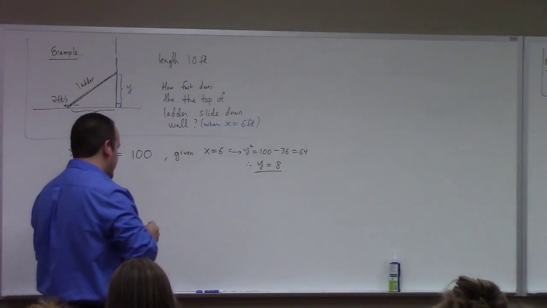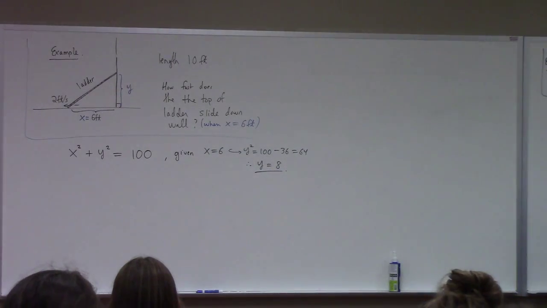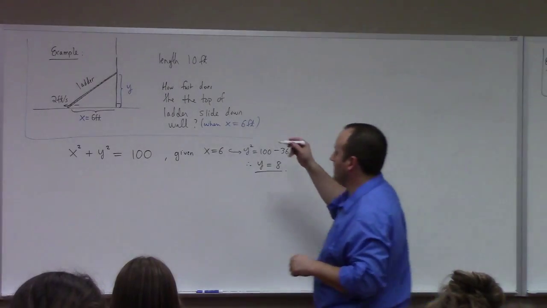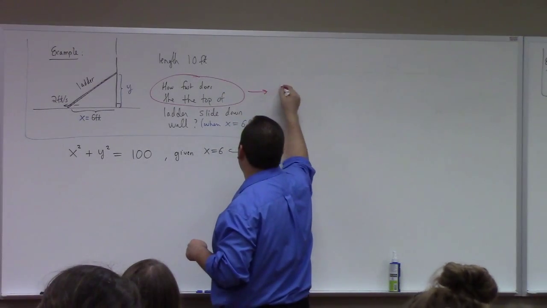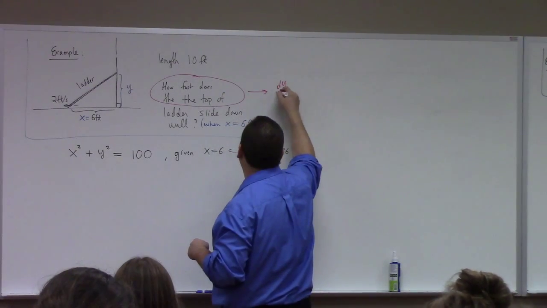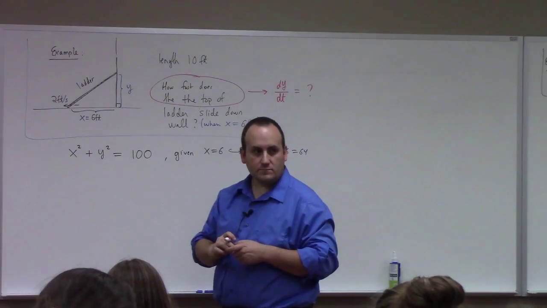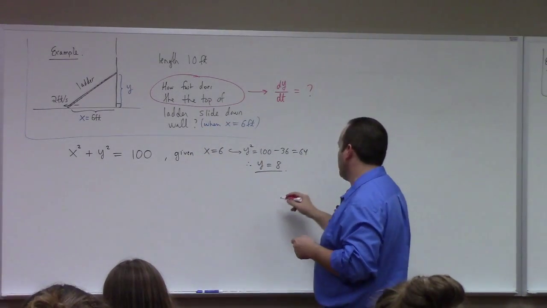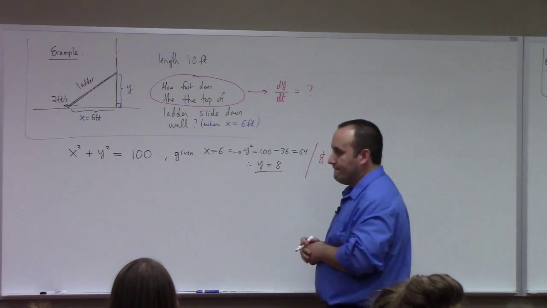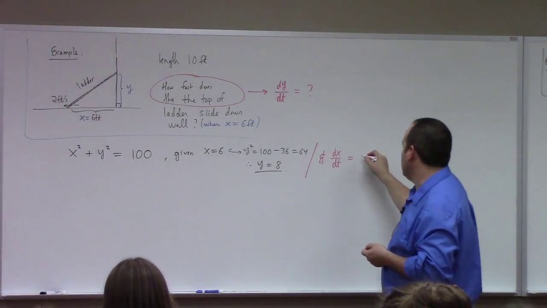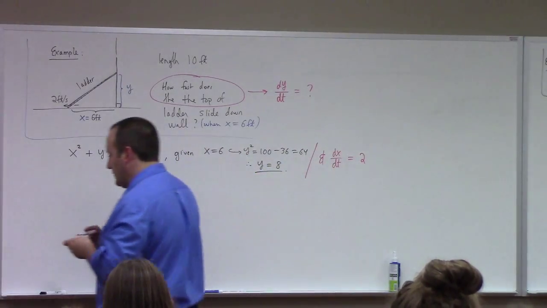And what are we actually trying to find? What's our goal? What are we actually trying to, in terms of calculus, what are we trying to calculate? How fast the top of that means calculate what? The rate of change of y, right? That's dy dt. What are we given? We also know that dx dt is equal to what? Yeah, 2. Feet per second, of course.